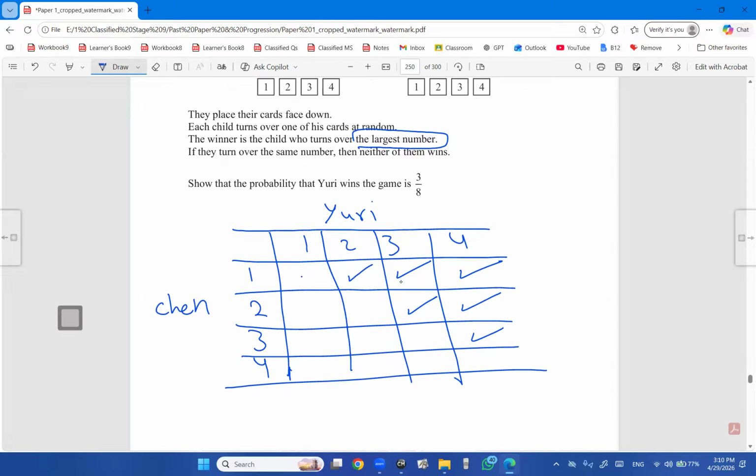So you're going to find that the number of ways Yuri wins is 1, 2, 3, 4, 5, 6. But 6 out of how many? You're going to find that the total options, the 4 by 4, is 16. Simplifying that, dividing it by 2 up and down, it is 3 over 8. This is how you show it.